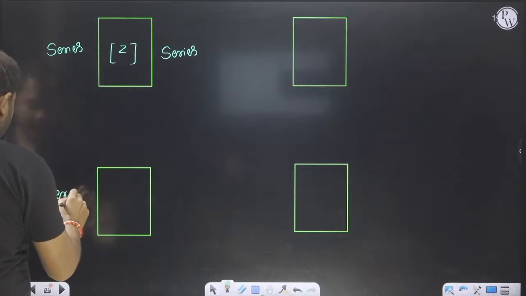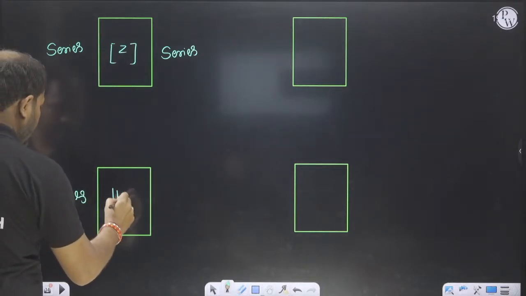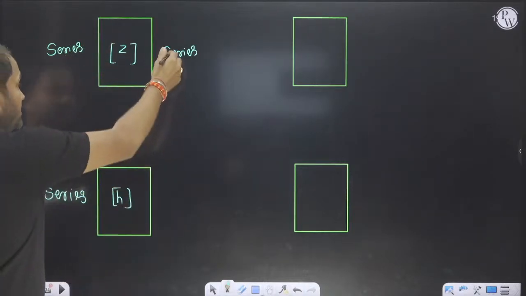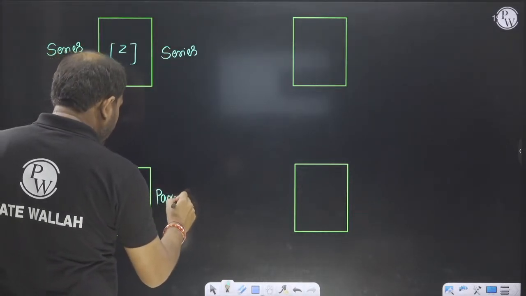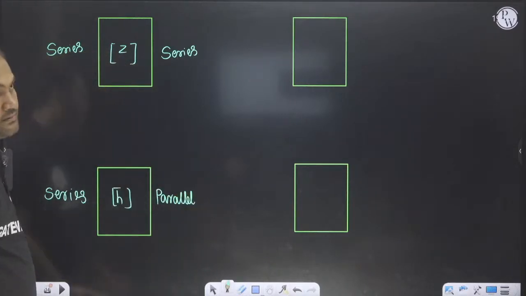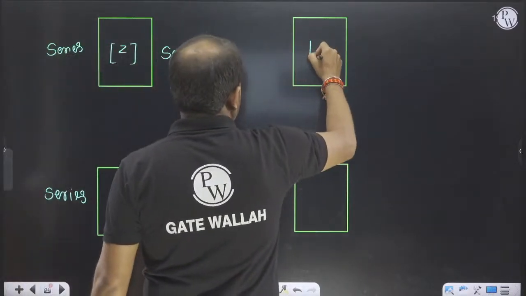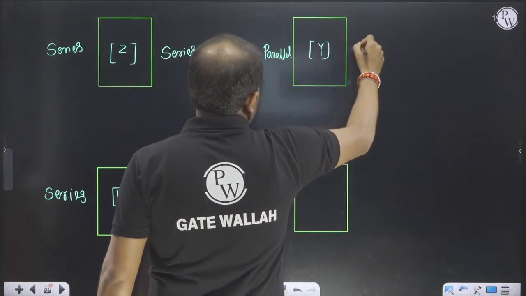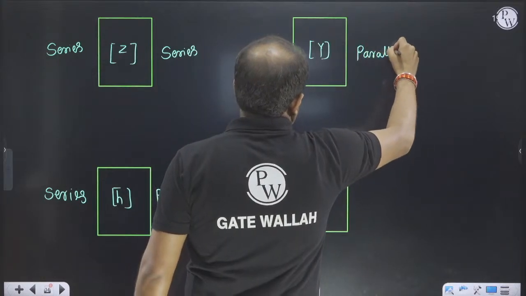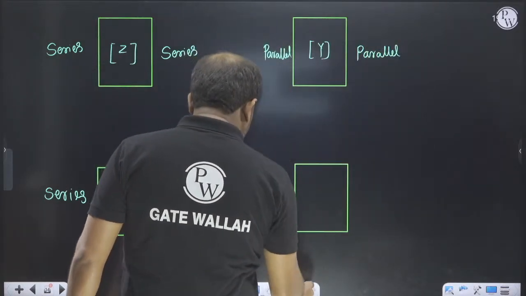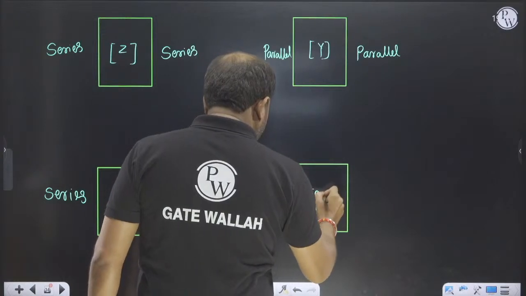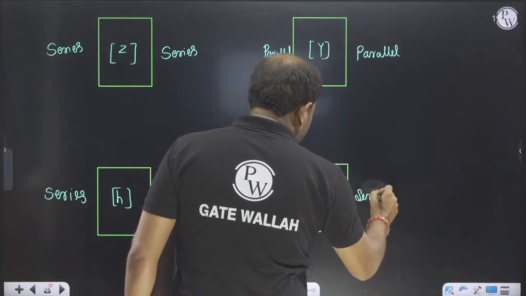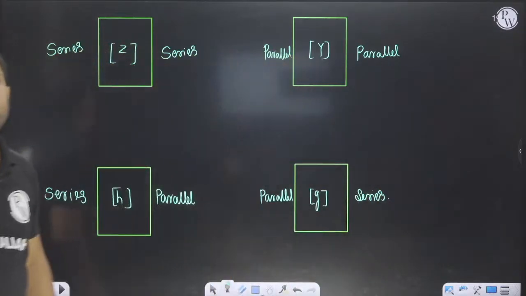With a series condition here, we can go through the H parameter. So a series condition in the first port means Z parameter or H parameter. Here is a series condition and this one is a parallel condition. Yes sir. In case of Y parameter, this side is parallel and this side is also parallel. In case of G parameter, this side is parallel and this side is series. Yes sir, you can go through it like this also.